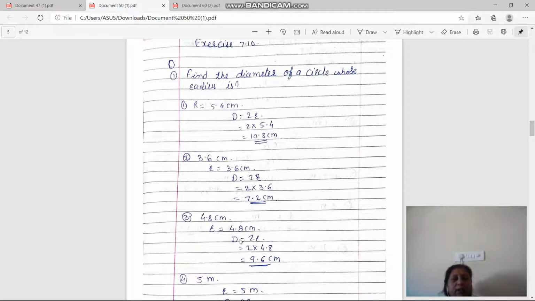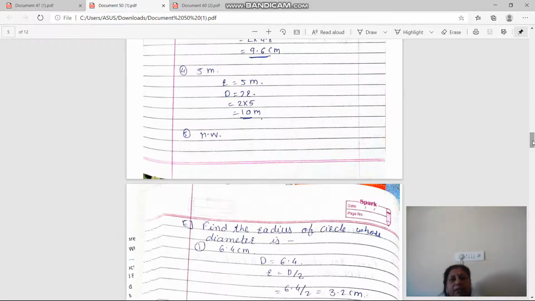Okay. Now next, 4.8 is the radius. So what will be the diameter? 2 multiplied by 4.8, that is 9.6. Now the radius is 5 meter, then diameter is equal to 2 multiplied by 5, that is 10 meter. Get it? So let's start the E question.